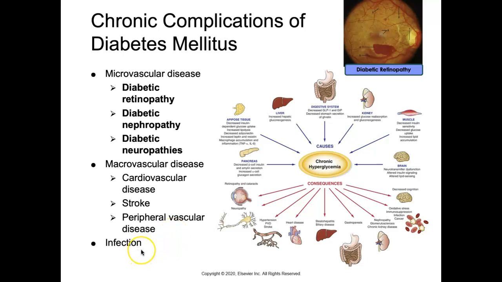Infection, we've talked a lot about already. We have impaired immunity, tissue ischemia, and recurrent trauma to certain tissues, and delayed wound healing that all contribute to multiple infections.